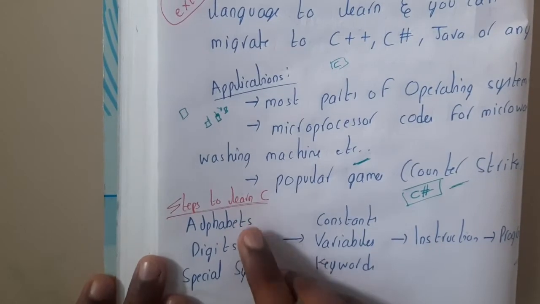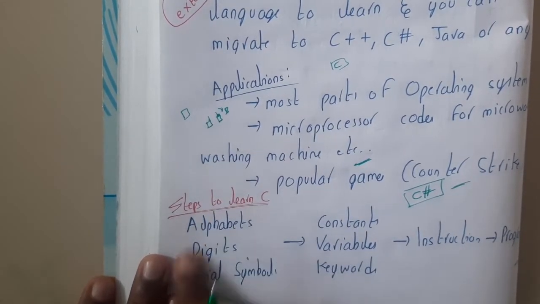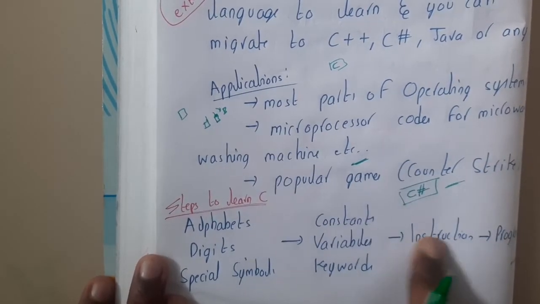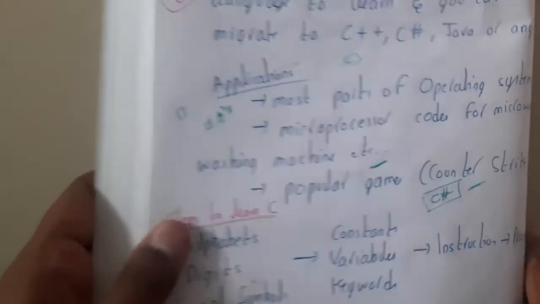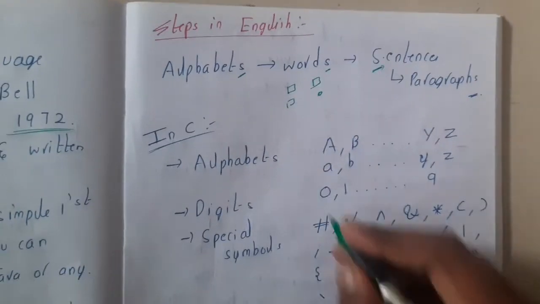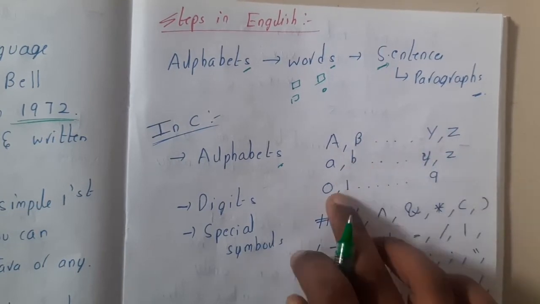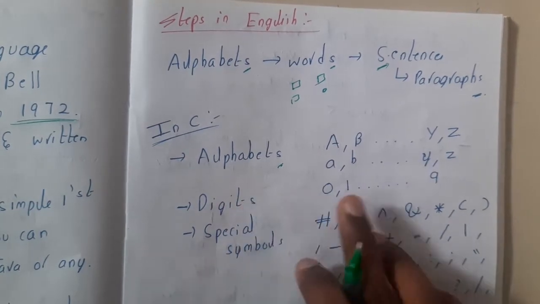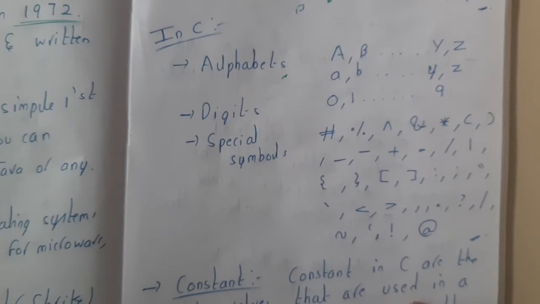In a similar way, in C we have alphabets, digits, and special symbols, guys. We will take some examples, don't worry. Using these, you create constants, variables, and keywords. Using these, you write the instructions, and using those, you write the programs. So this is the basic flow in C language. What are alphabets? Alphabets are nothing but A to Z, capital and small. Numbers 0 to 9 are digits. Special symbols are the symbols we see on our keyboard, basically.